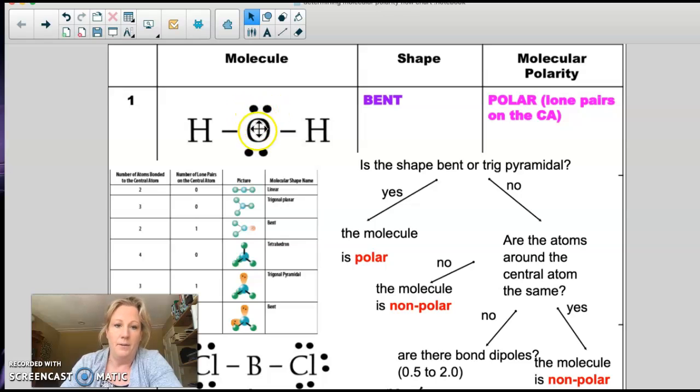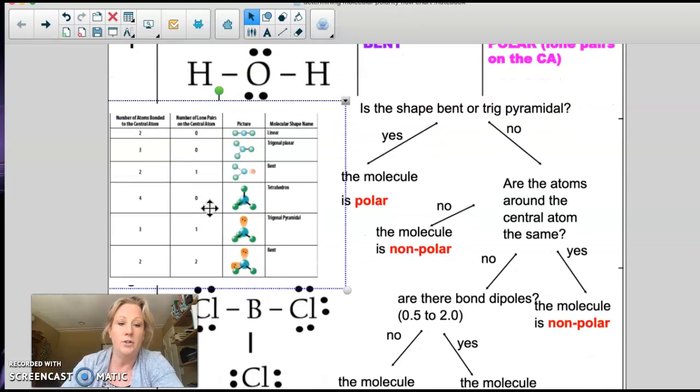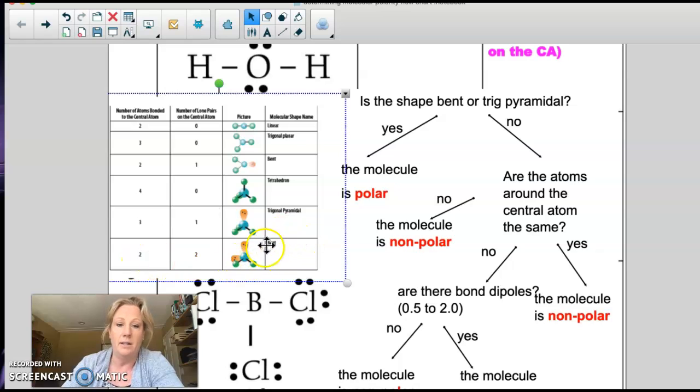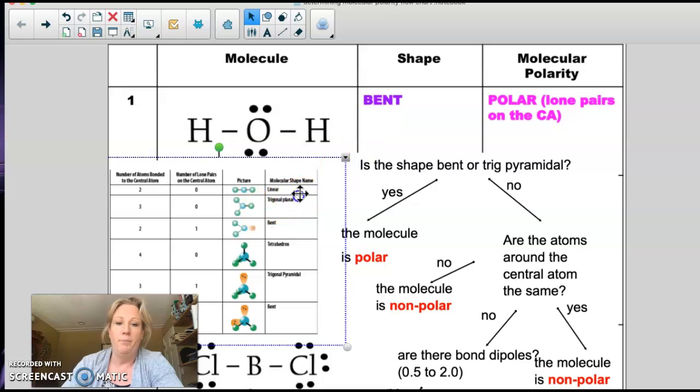They're on the central atom. We call the one in the middle the central atom. These are lone pairs because they're not bonded. So in this water, we have two bonds and two lone pairs. And if we use our chart on our orange sheet, that tells us that we're talking about a bent shape. So that would be the molecular shape.